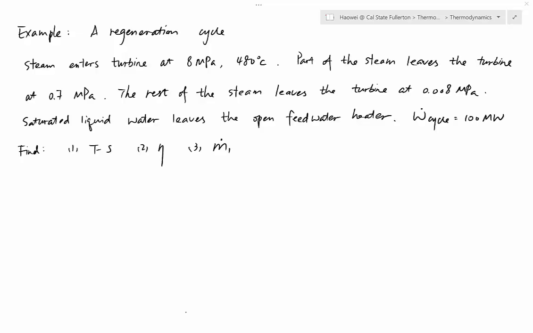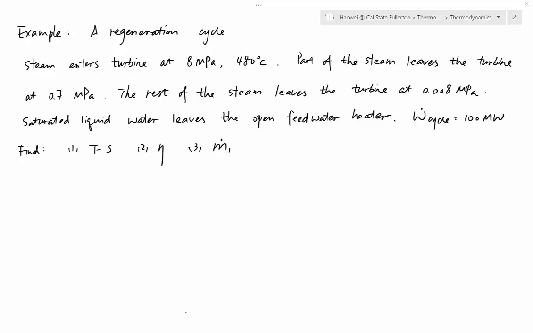I believe you have noticed that all the numbers we gave you in the past 3 examples are exactly the same. For example, 8 megapascal, 480 Celsius, 0.7 megapascal, 0.008 megapascal, and 100 megawatts. The reason why we always give you the same conditions is because you can do a comparison. So for example, the first one we had was a Rankine cycle. The efficiency was about 37%.